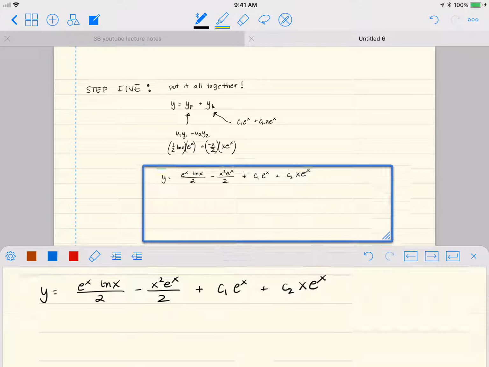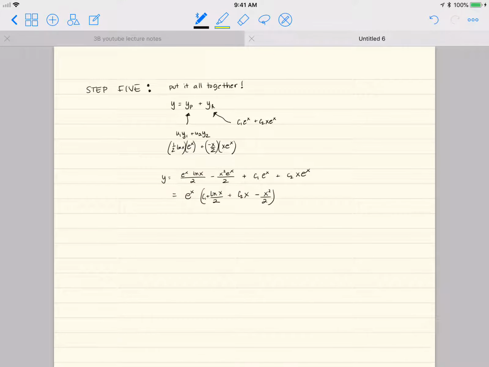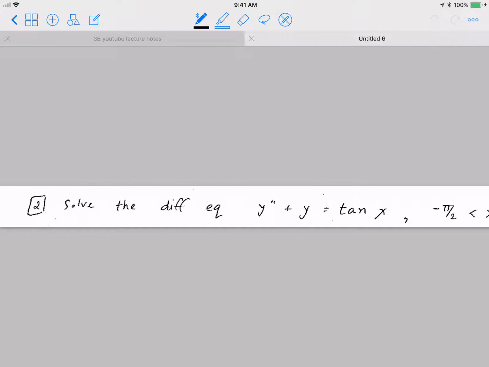Okay, and we can simplify this a little bit by pulling out the e to the x, right? So we could have e to the x times natural log of x over 2, c1 plus natural log of x over 2, plus c2 x minus x squared over 2. And that is our final answer for the general solution. Okay, let's do another problem.